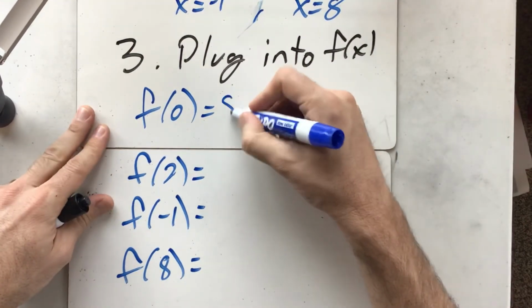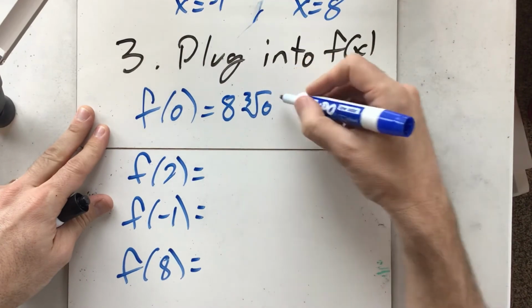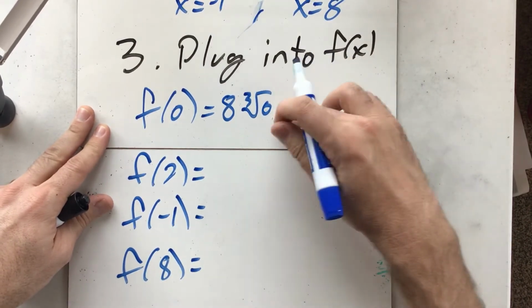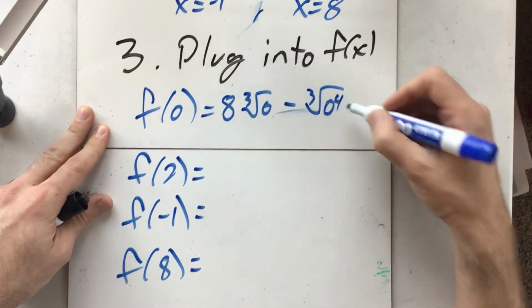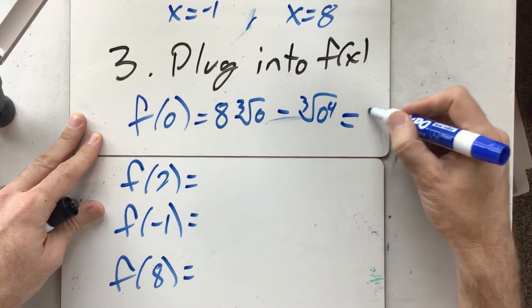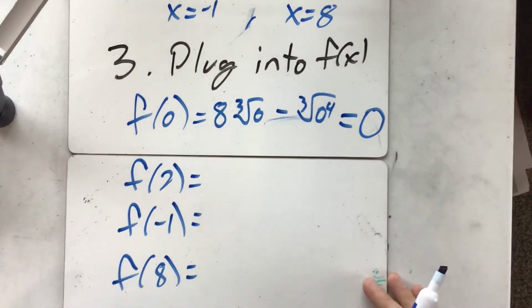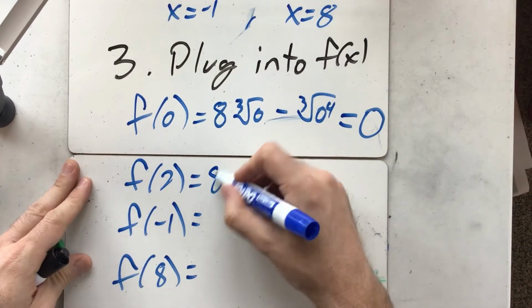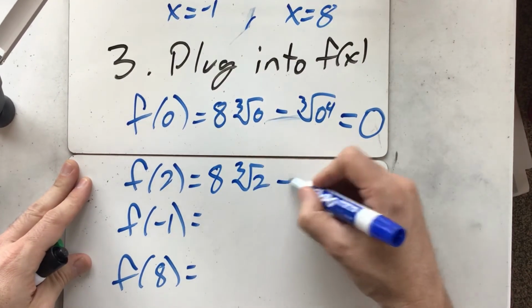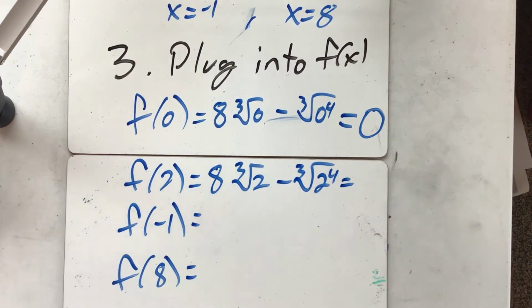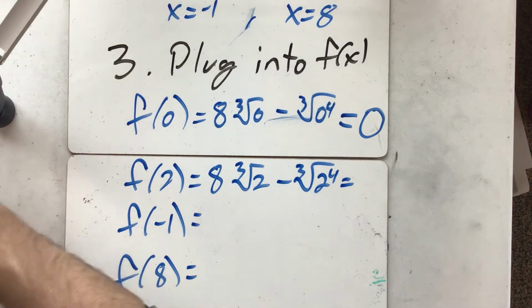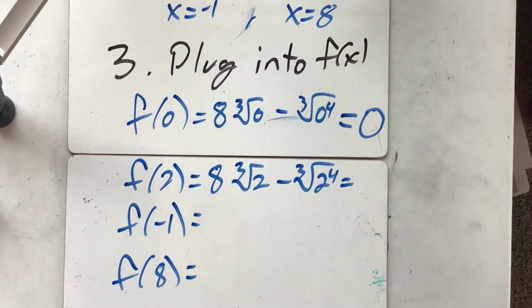So this is 8 times the cubed root of 0 minus the cubed root of 0 to the 4th power. This is really easy to figure out. 0 is what we got for our answer. Okay, 8 times the cubed root of 2 minus the cubed root of 2 to the 4th power. Oh, well, I still have to do 2. Okay, so I still have to plug that in. Give me just a second on my calculator.